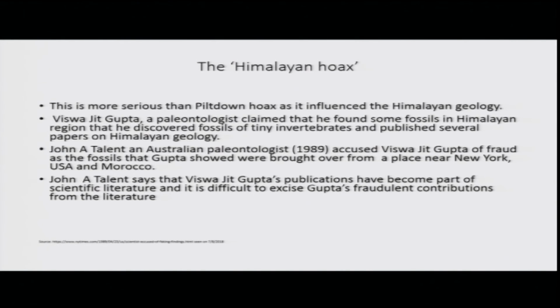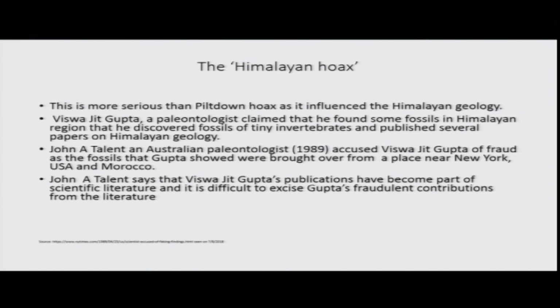Several papers were published. This person, Viswajit Gupta, a paleontologist, claimed that he discovered fossils of tiny invertebrates in the Himalayan region and published several papers on them. John A. Tallant, an Australian paleontologist, in 1989 accused Viswajit Gupta of fraud, as the fossils that Gupta showed were brought over from a place near New York and also from a place in Morocco.